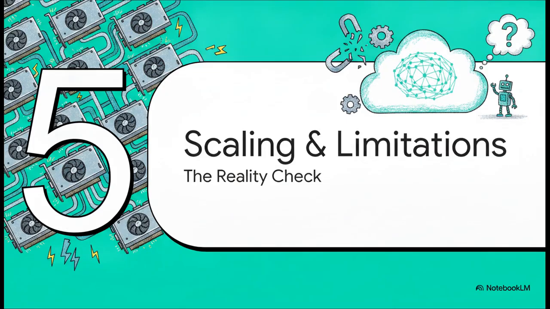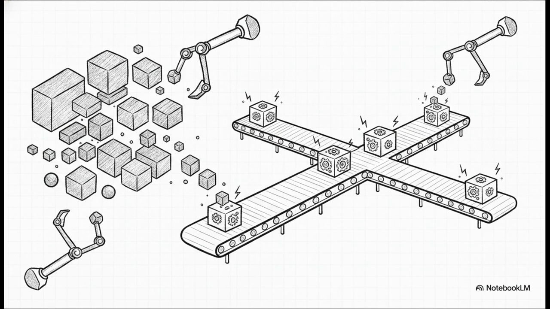Finally, Section 5. Scaling AI and its limits. The factory and the reality check. Because honestly, to train modern language models, one GPU is nowhere near enough. We need thousands of them. But you can't just plug in 1,000 GPUs and expect them to magically work together. You have to choreograph this massive digital ballet.